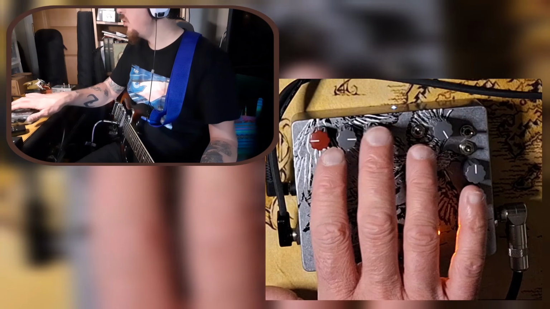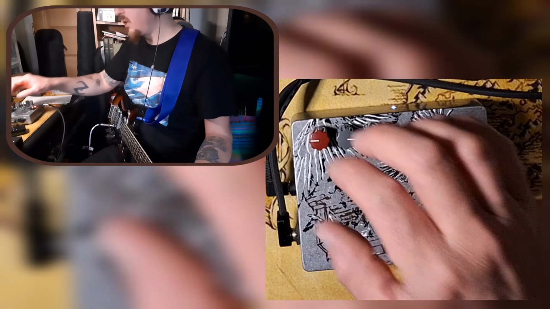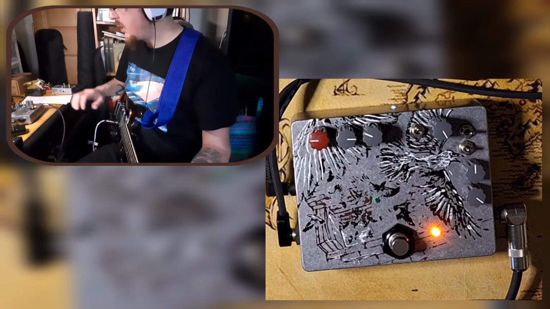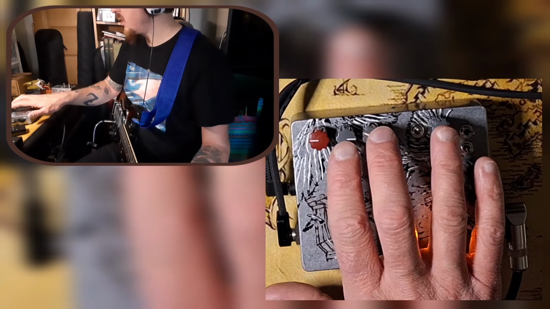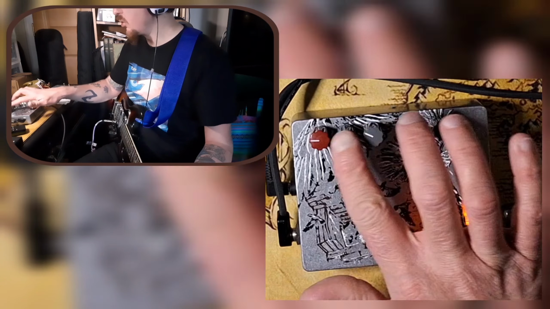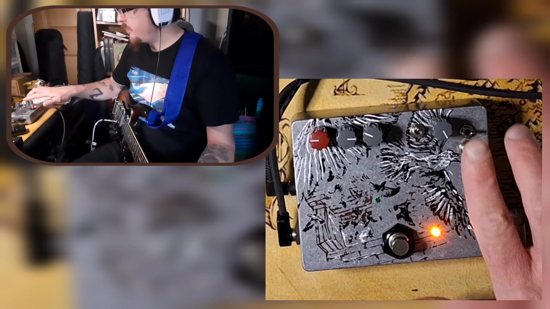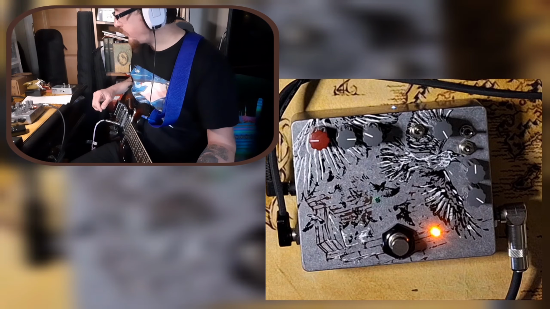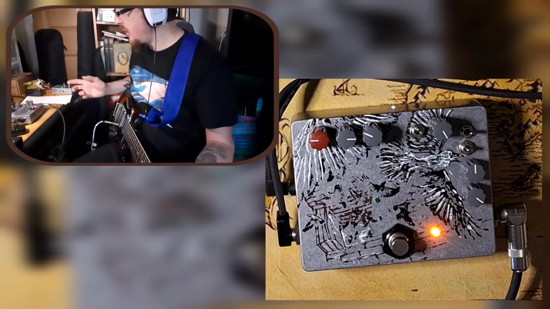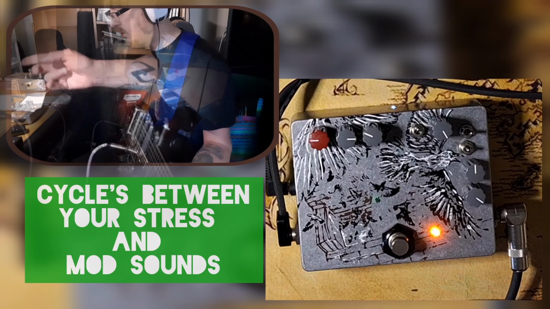is essentially two different sets of sounds. You have your distortion sound, just one knob. Then you have your modulated sound, your filtered sound, controlled by all these guys here. What we have down here and on the side is a set that cycles back and forth between those two sounds.